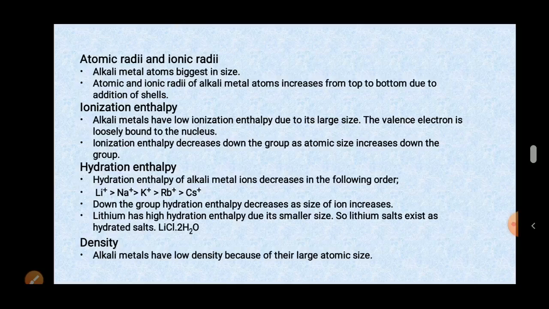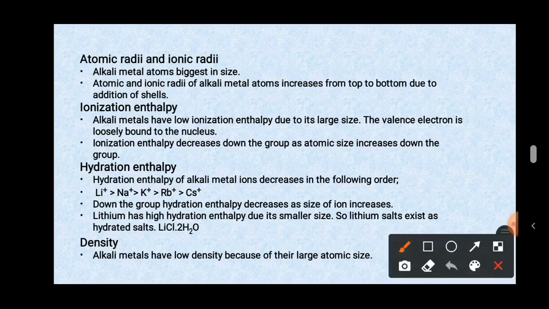Now here, lithium has a high hydration enthalpy. Why? See here, I will also write down one concept: hydration enthalpy, which I will write as HE.